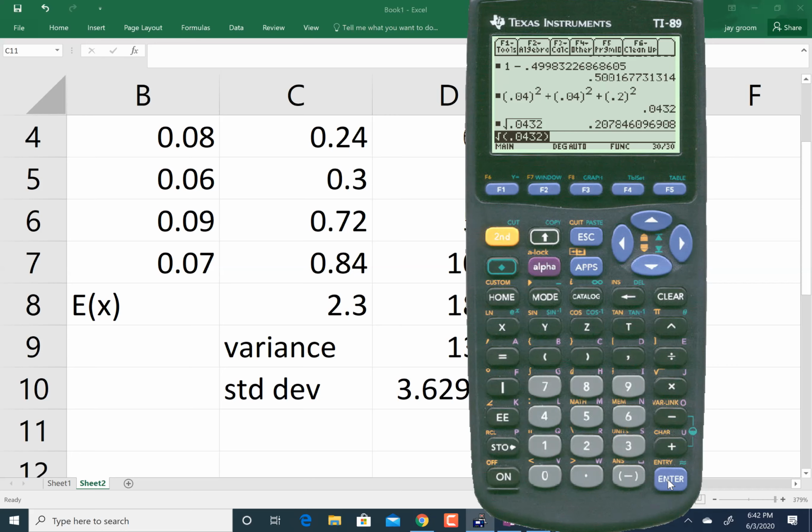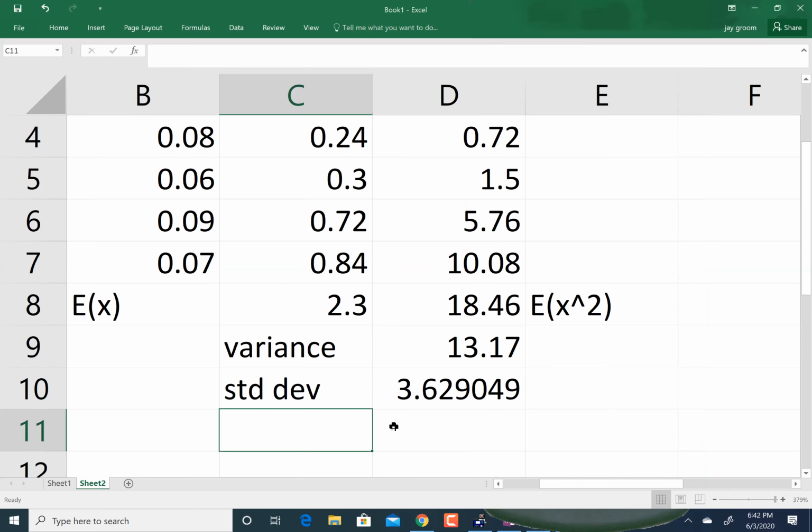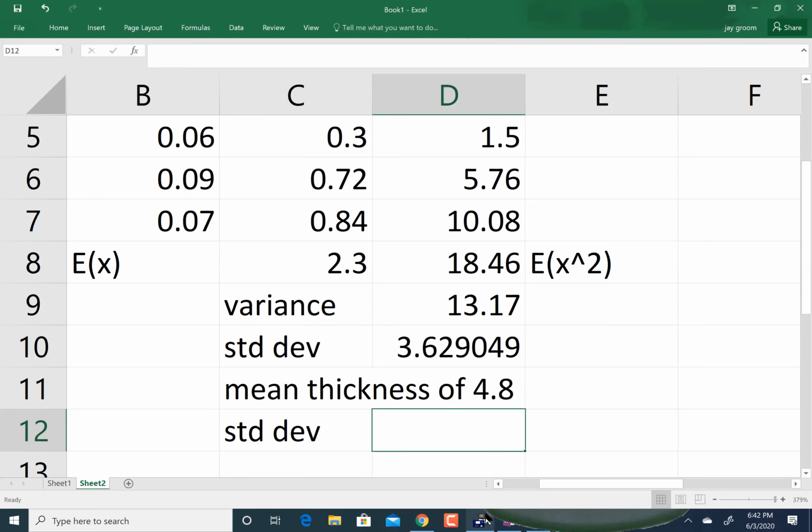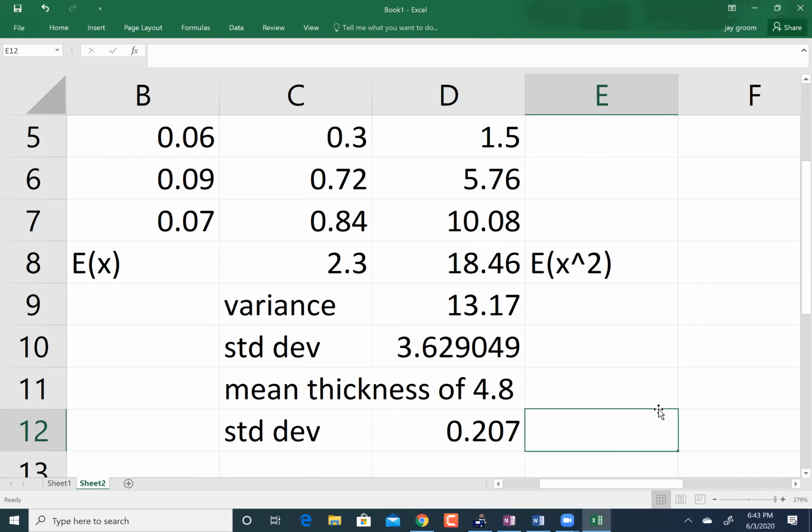Okay, and then because they're all normal, my new assembly would have a mean thickness of 4.8, we said, and a standard deviation of 0.208. Okay, and that's all there is to that. Pretty straightforward problem there. It wouldn't be that big a deal.